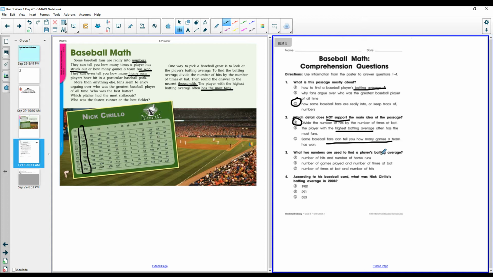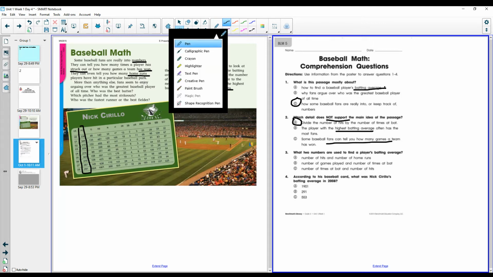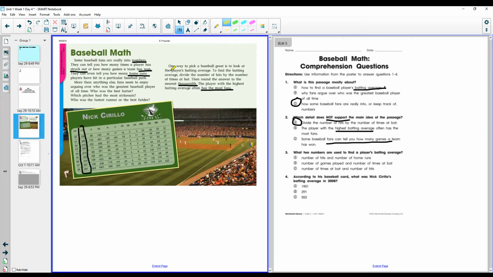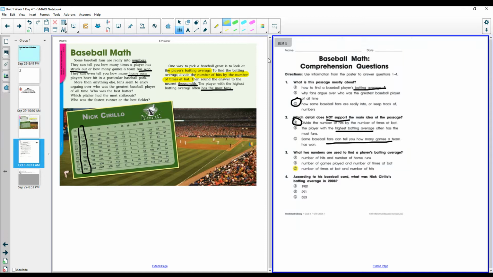Number 3. What two numbers are used to find a player's batting average? Oh, goodness. I'm going to go back to the text. I'm going to find the word, oh right here. I'm going to highlight it for you. And look at here. It says player's batting average. To find the batting average, divide the number of hits by the number of times at bat. Okay, number of hits and number of home runs. No. Number of games played? Nope, that's not up here. Number of times at bat. Yes. Do you see? I could go right back to the text and find this answer. It was right in the text.